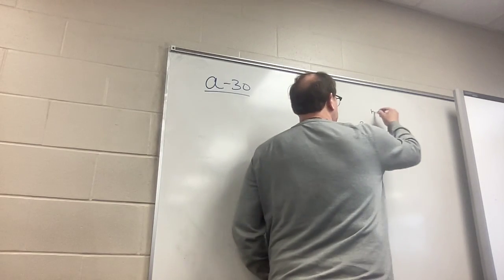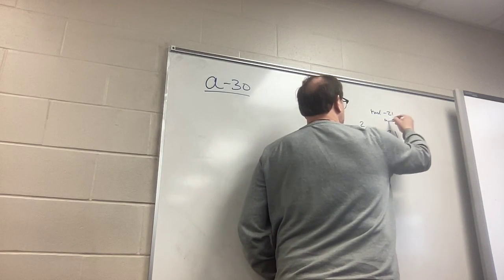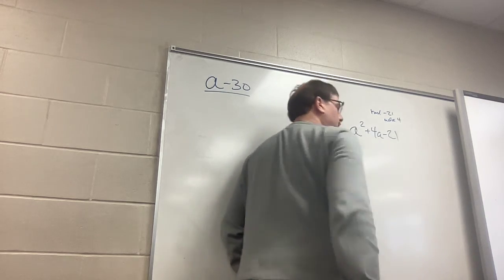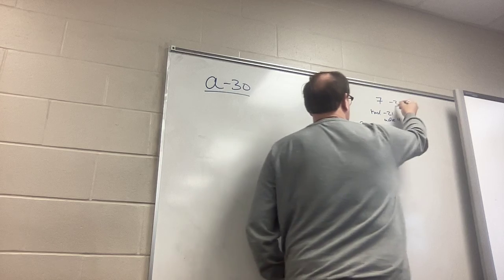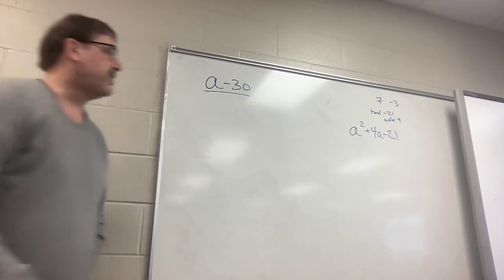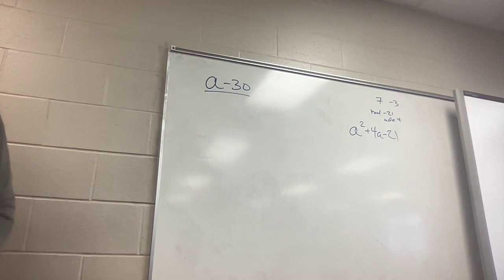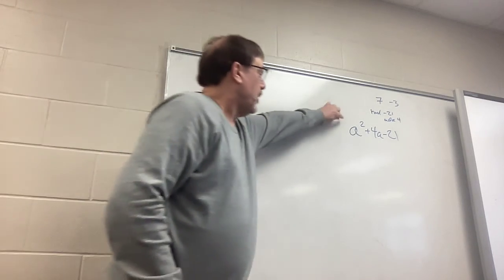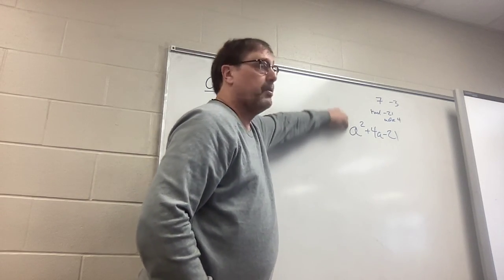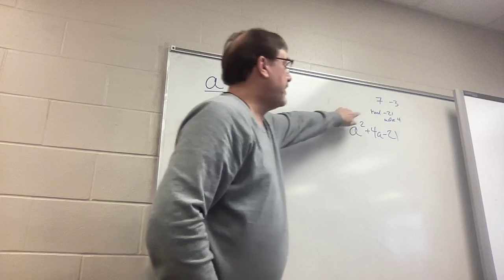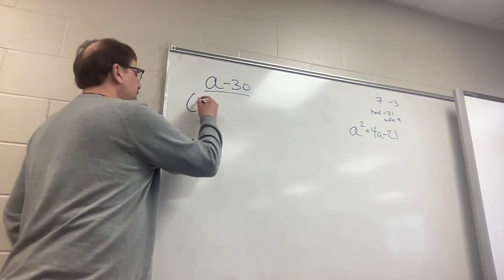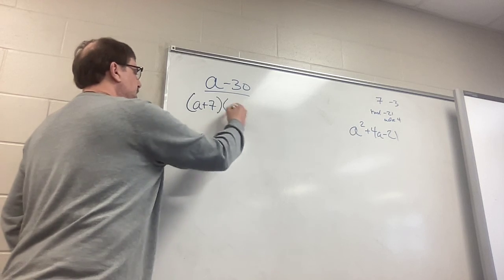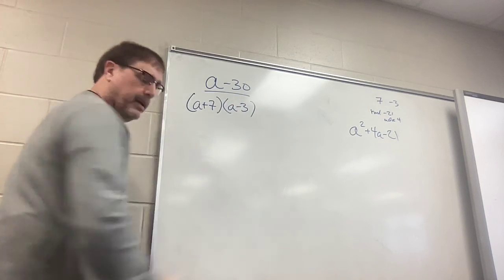And we are on multiply to be negative 21. We are on add to be 4. And I believe that turns out to be 7 and negative 3. That multiplies to negative 21. That adds to positive 4. We all remember when there is a coefficient of 1 out here, we can jump to the answer of just a plus 7, a minus 3. And we can make this a plus 7, a minus 3.